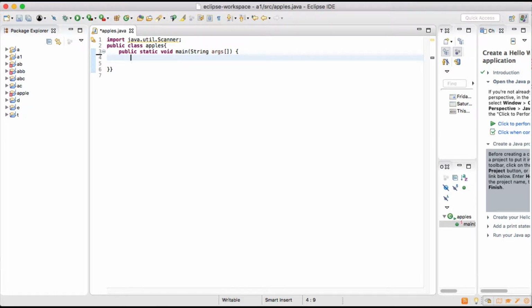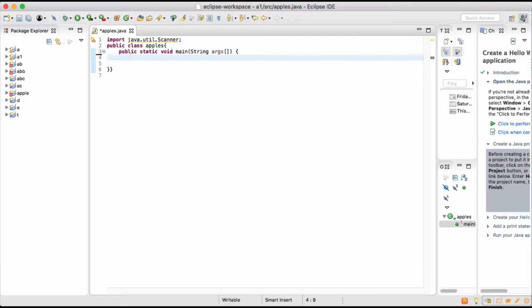What's going on, guys? In this video we are going to take a look at math operators in Java programming. Now there are many math operators: addition, subtraction, multiplication, division, and also we can find out the remainder. Now let's see all of that.